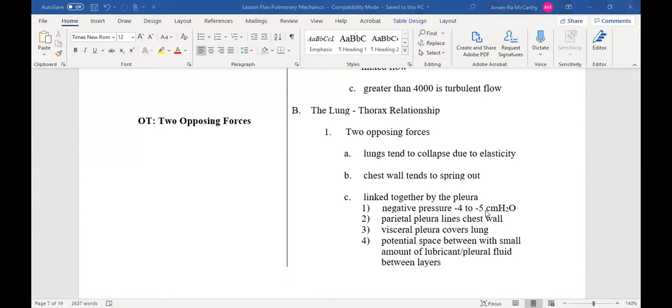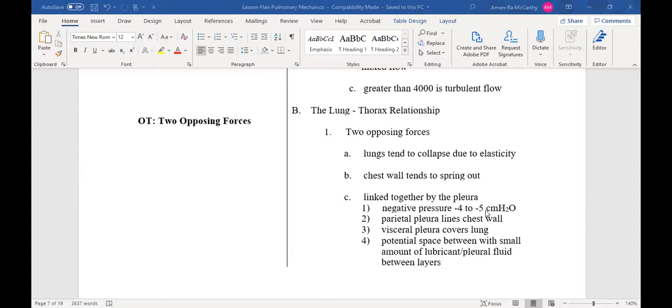So you've got the lung that wants to collapse and the chest wall that wants to spring out, but they're linked together by the pleura, right? And that's like a suction in between there. There's a negative suction, like when you kiss, that generates a negative force. The lungs want to collapse, but the chest wall is sucking the lungs back open because it wants to go out. So the chest wall is sucking the lung to stay open, right?